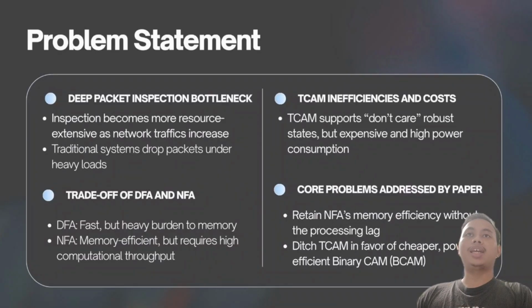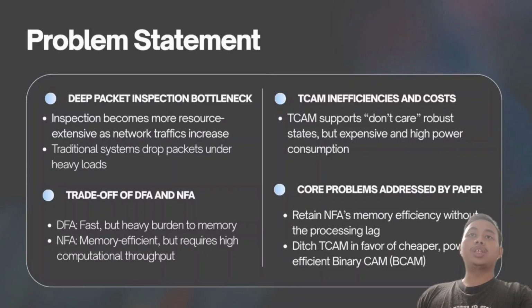Hi, I'm Abdul Aziz. The main problem highlighted in the research is that deep packet inspection, DPI, like open source network intrusion detection systems, IDS, has become more resource intensive due to the growing amount of network traffic and threats nowadays. Software-based approaches prefer DFA as it is fast but uses an excessive amount of memory, while NFA is memory efficient but requires higher throughput to handle the computational load.